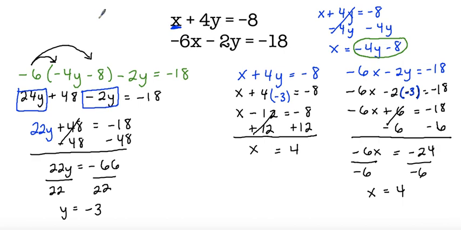So here again, our two lines intersect at one point, and that one point is 4, negative 3. And that's it.